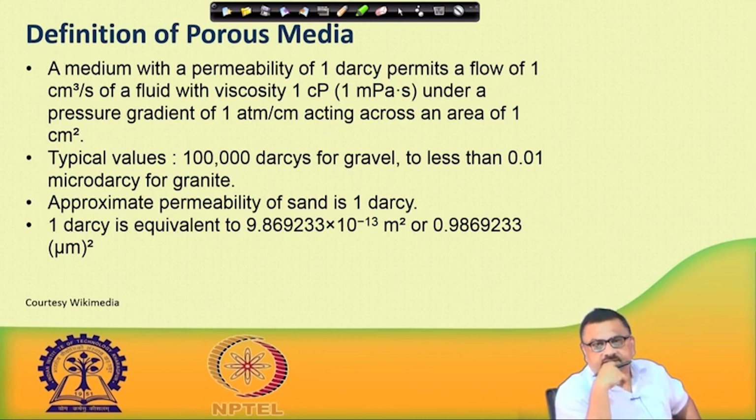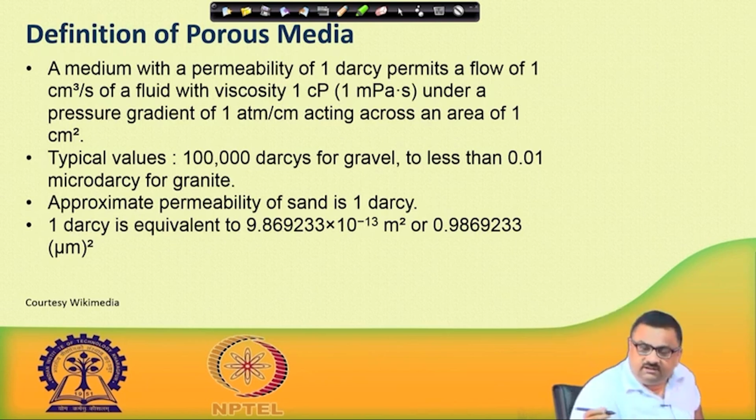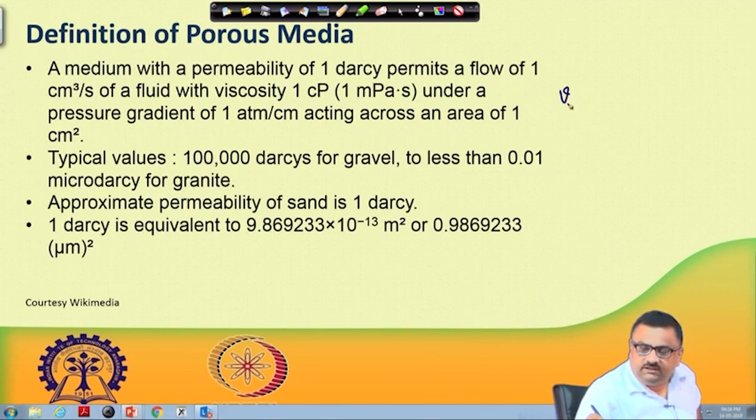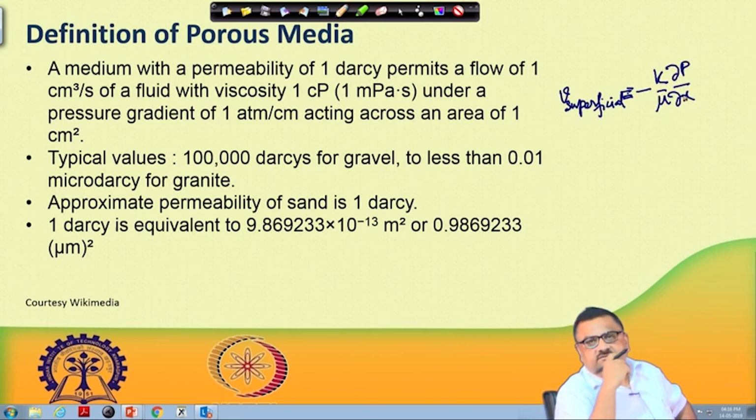Permeability was in case of Darcy's law, right? In case of Darcy's law, we had this definition of permeability. What was Darcy's law? We had written there V superficial is equal to minus K by mu del P del X. So, this K is what we said is the permeability.